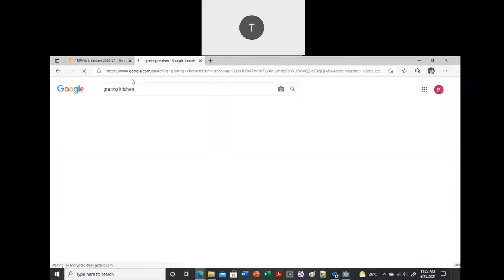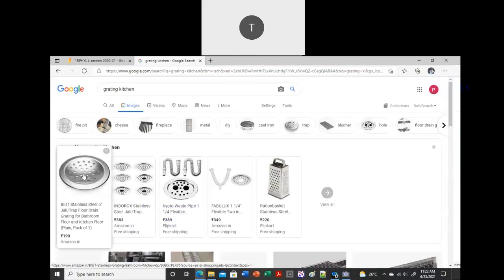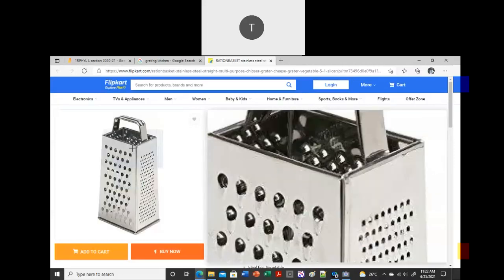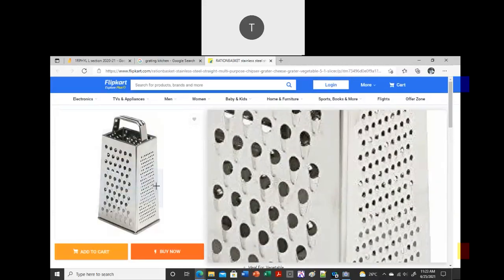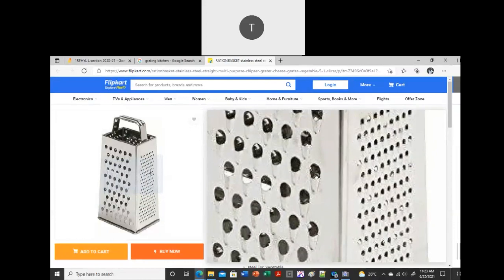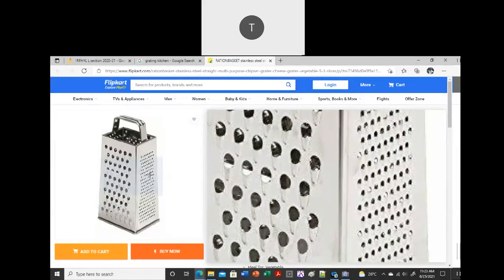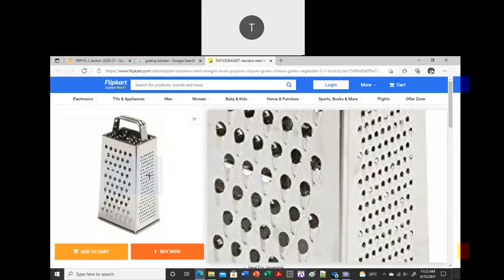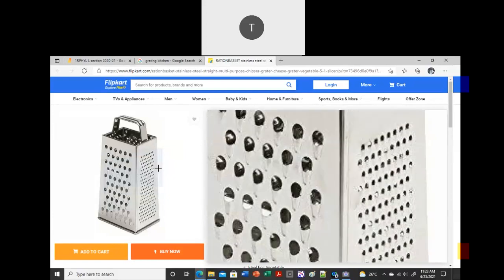What you have in your kitchen is a grating like this. Let me take this as your grating. This is your kitchen grating. If you see here, there are holes, right? These holes are at a very regular interval of distance. If I take the distance between each of the holes, it is almost constant.